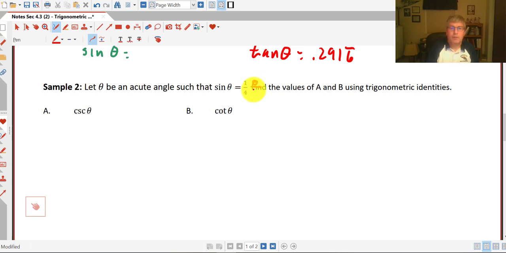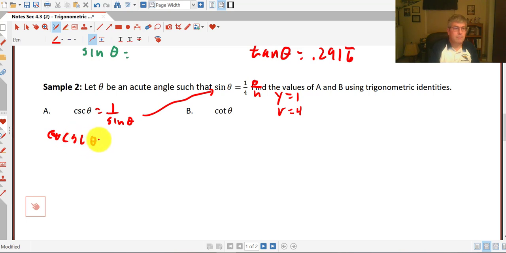Sample 2, let theta be an acute angle such that the sine of theta equals 1 over 4. I know my opposite is 1, my hypotenuse is 4, or my y is 1, and my r is 4. Find the values of a and b using trigonometric identities. So the cosecant of theta, well, that is 1 over the sine of theta. And I have the sine of theta. So the cosecant of theta equals 1 over the sine, which is 1 over 1/4. So my cosecant of theta is 4.